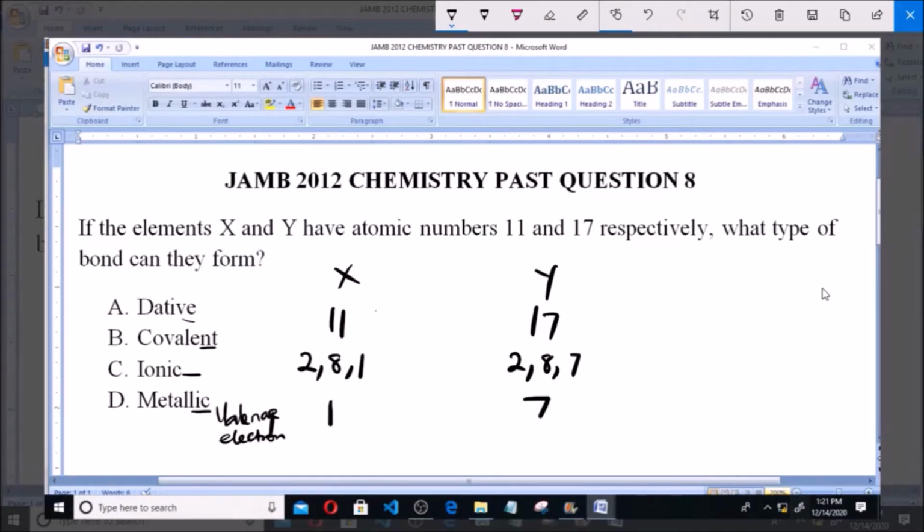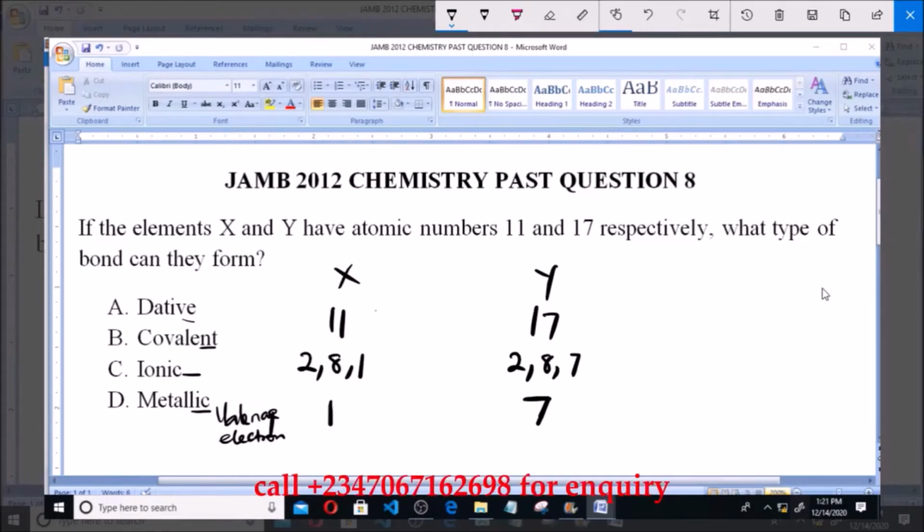Now looking at this, X requires giving out one electron to complete its octet structure, and Y requires one electron to complete its octet structure. That means element X will donate one electron, and element Y will accept one electron to complete its octet structure.